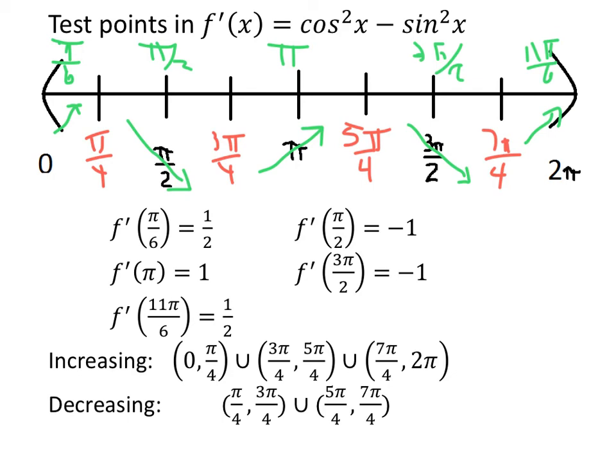All I really care about, though, is the positive result. So I know I'm increasing from 0 to pi over 4. We're always splitting at our red marks here, our critical numbers. 0 to pi over 4 we're increasing, 3 pi over 4 to 5 pi over 4 we're increasing, and 7 pi over 4 to 2 pi we're increasing. Decreasing, pi over 4 to 3 pi over 4, and decreasing from 5 pi over 4 to 7 pi over 4. Yeah, it's challenging, but you can do it.